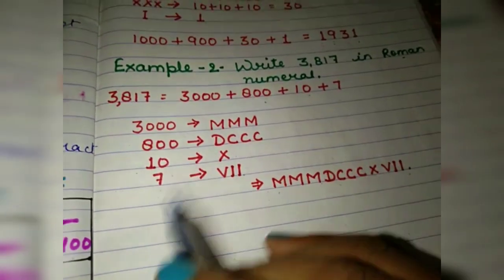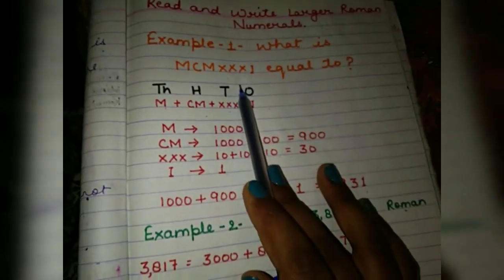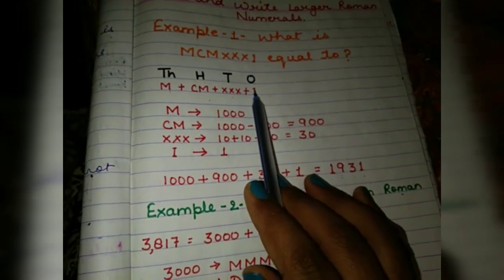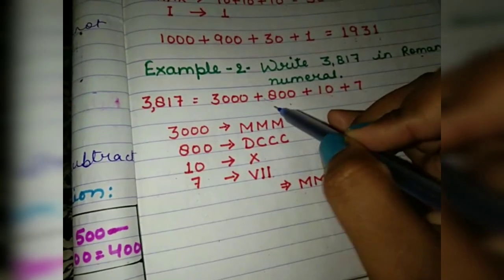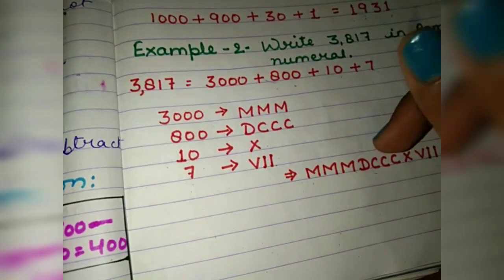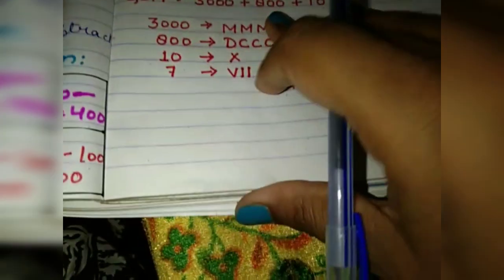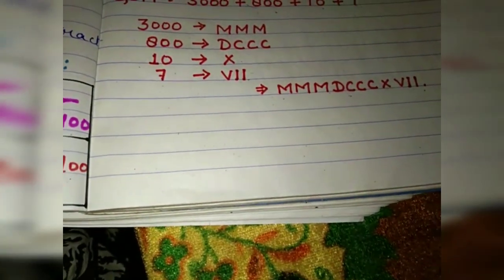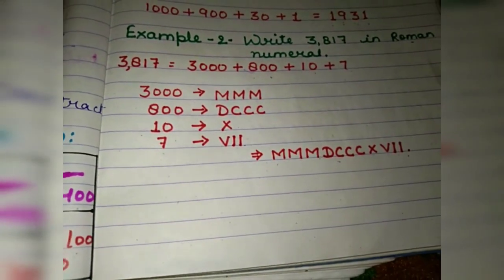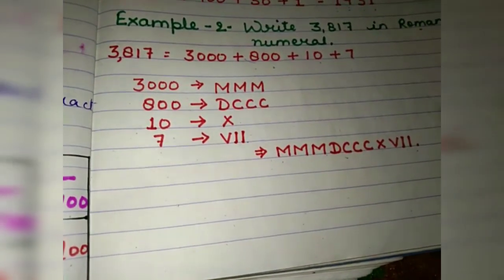Clear? Both the examples show how to convert Roman numerals into Hindu Arabic and how to convert Hindu Arabic numerals into Roman numerals. So both ways we have done here. So now children, for homework, revise and learn the concept of Roman numerals and solve the examples in your rough copy. Thank you and have a nice day.